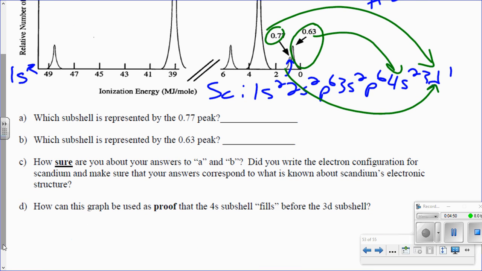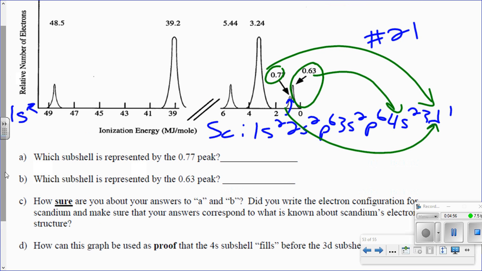How can this graph be used for proof that the 4s subshell fills before the 3d subshell? And again, it just says that there's less energy to fill that 4s, less energy to fill the 4s than there is 3d. Okay? I think that's all I have.